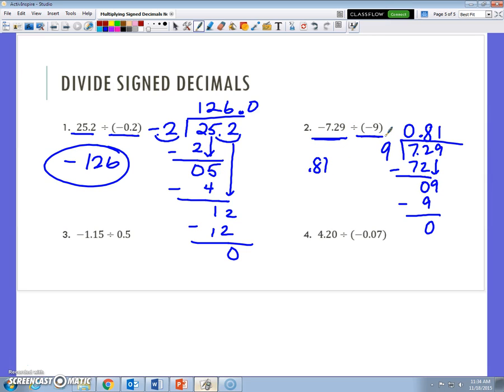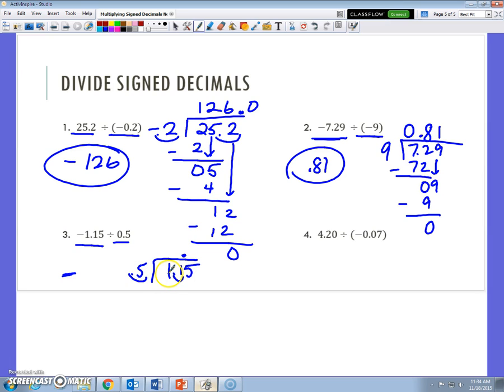And if you think about it, 9 shouldn't go into the 7 at one time. It should be less than 1. So 0.81 makes sense. Right, 2 more to go. If I divide a negative by a positive, I'll have a negative outcome. So I'm just going to put that negative sign there to remind myself. 1.15 divided by 0.5. Now I want this outside number to be a whole number, so I'm going to move the decimal place once. And I'll do the same underneath my division sign.